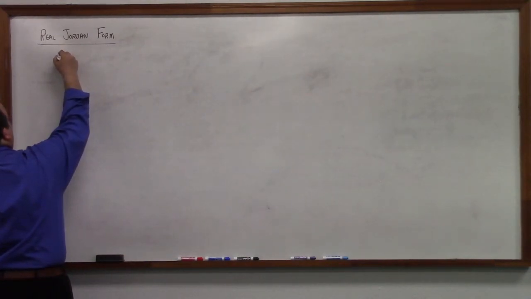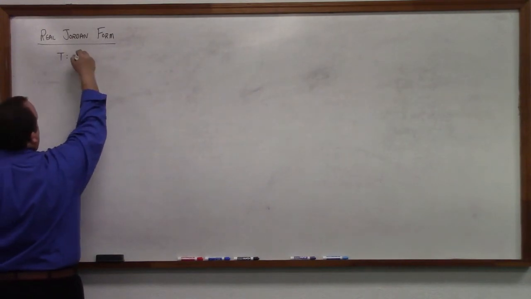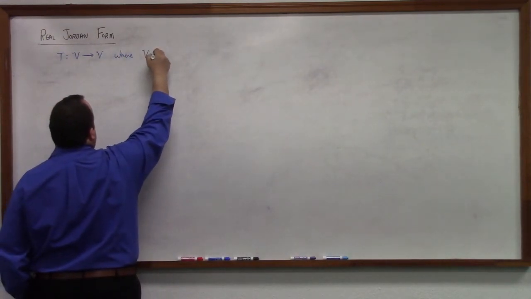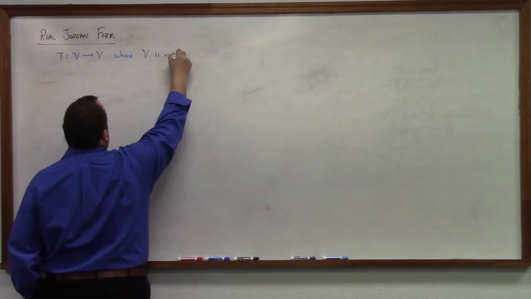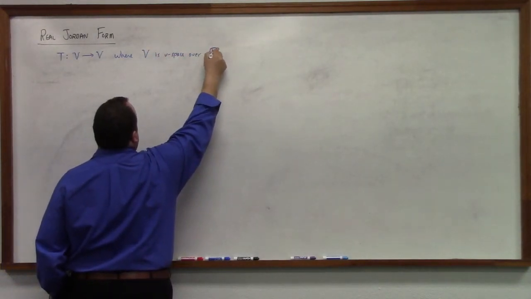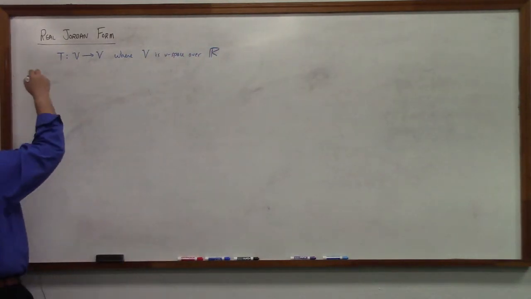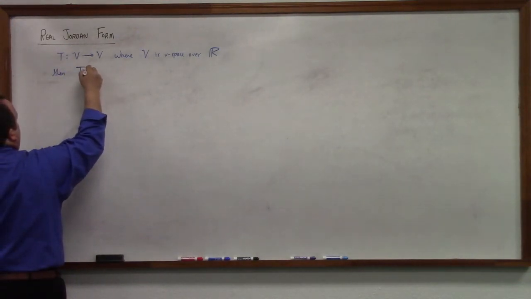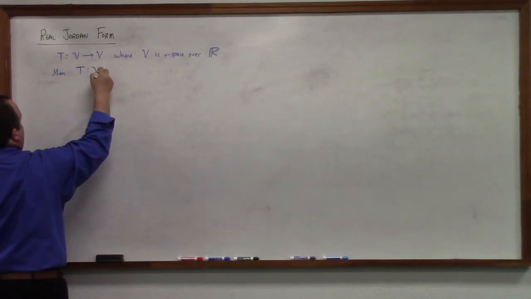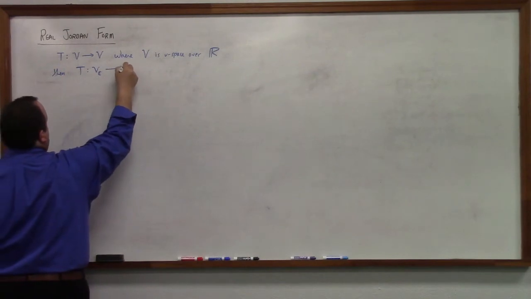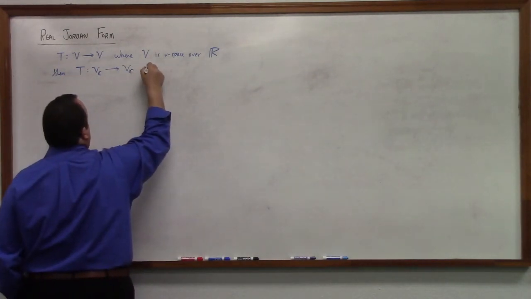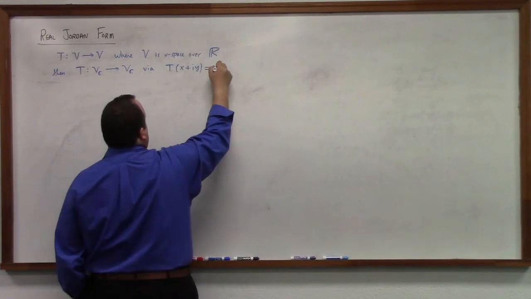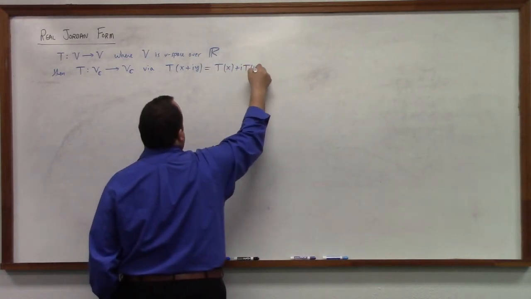Here's the deal. If we have T, all right, a linear transformation from V to V, where V is a vector space over the reals, then we can define T from the complexification of V to the complexification of V via T of x plus iy equal to T of x plus i T of y.